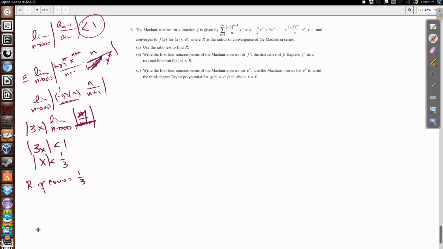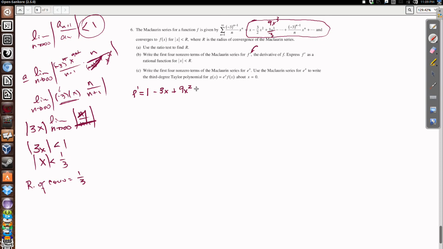So that's part A. On part B, it says write the first 4 non-zero terms of the Maclaurin series for f prime. So we're going to be taking the derivative of this function here. So I'm looking at this function. I've got x minus 3/2 x squared plus 3x cubed. So f prime is equal to 1, because that's the derivative of x, minus 3x, because the 2 will cancel out that 2, plus I'm going to have 9x squared. And if I look at the next term, remember this was really 9x cubed over 3. They just did some simplification.